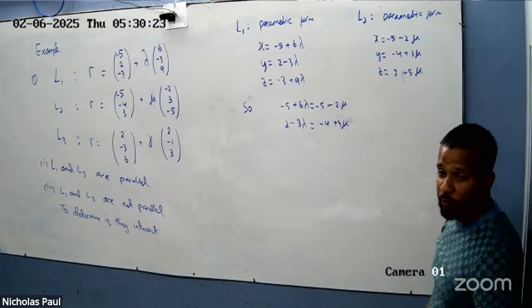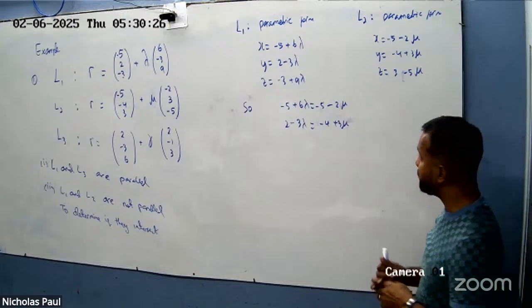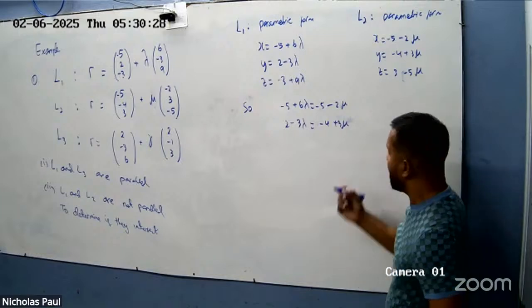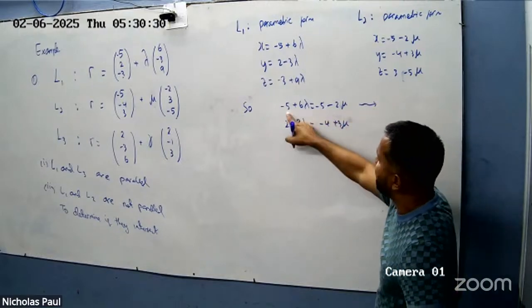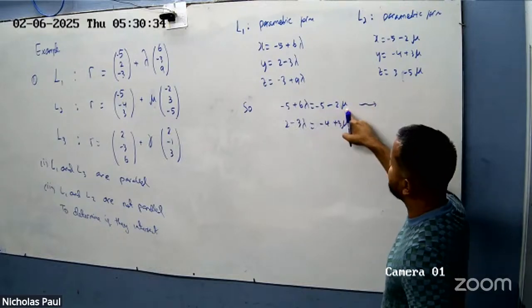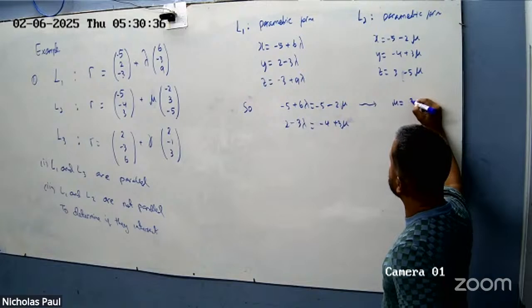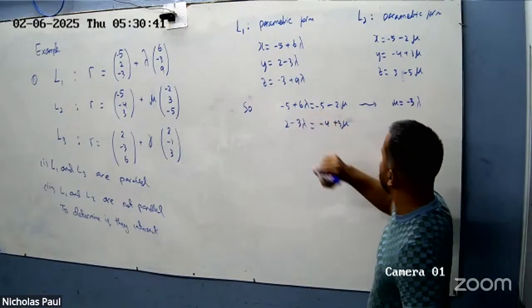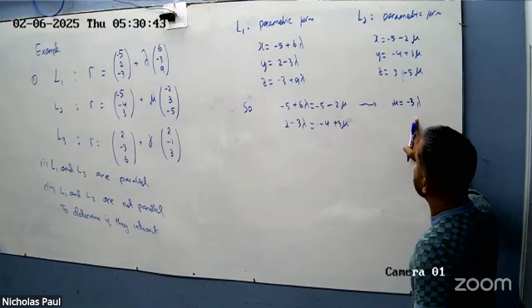If they're not equal, they don't intersect. That's okay? So what would I get here? That 5 will go across there, that'll give me 0. So I'll get 6 lambda is minus 2. So I'll get mu to be minus 3 lambda. That'll be 0 divided here. So mu is minus 3 lambda.